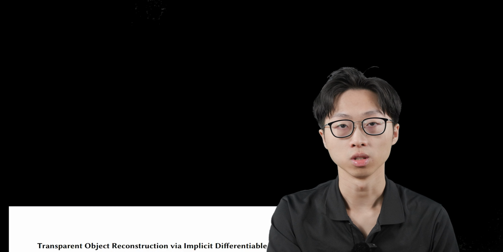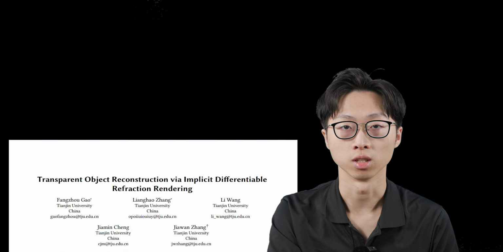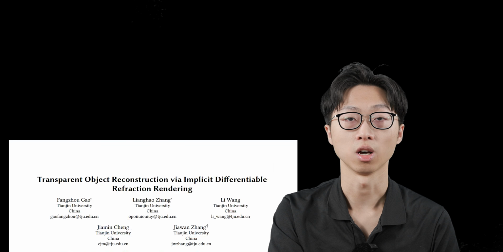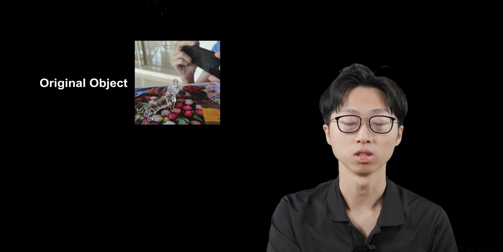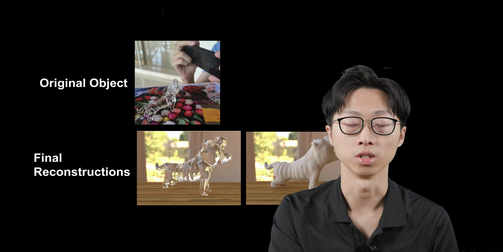Previous attempts at transparent object reconstruction required the use of manual annotation or the use of darkrooms to obtain object silhouettes. In the paper, Transparent Object Reconstruction via Implicit Differentiable Refraction Rendering, the authors present a new approach that offers a simplified and automated process to reconstruct transparent objects in unknown natural scenes while only using multi-view RGB images as input. Their approach consists of two key aspects.